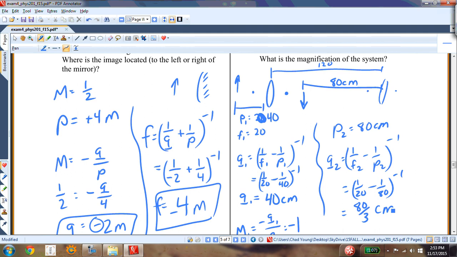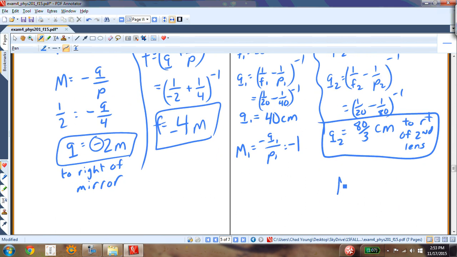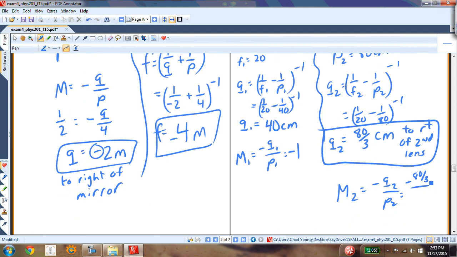centimeters. This is actually one of our answers. This is where the image is located. It's 80/3 centimeters to the right of the second lens. That's Q2, and it's the final image position. And then I want to find M2 as well. Negative Q2 over P2. It's negative 80/3 over, what was P2? It was 80.